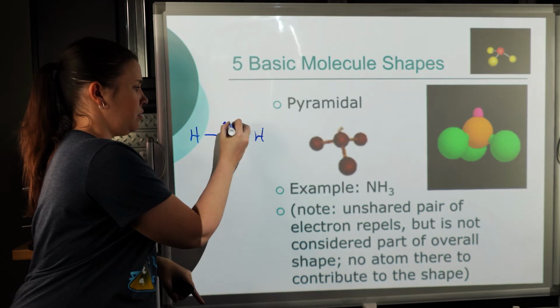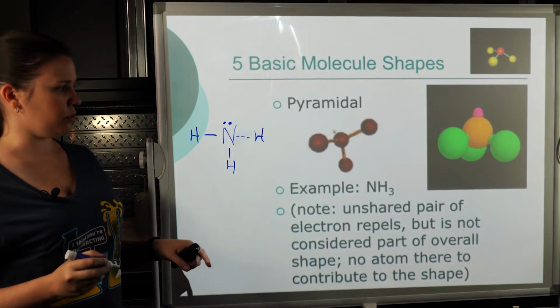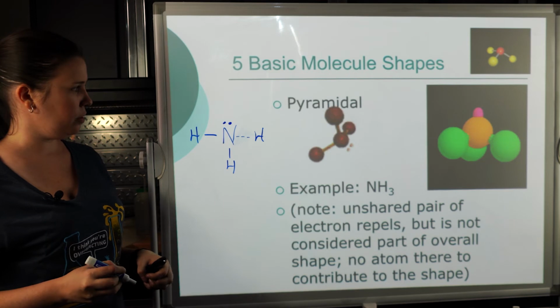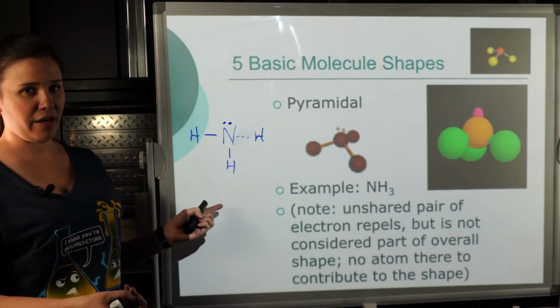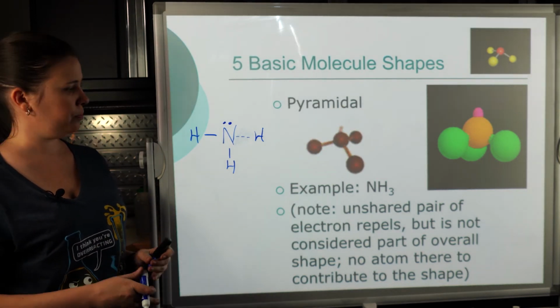You also want to make sure you always complete your octet. So in this case, nitrogen needs another 2 electrons and the hydrogens are already happy. So this would be the way that I would draw the VSEPR structure for a pyramidal shape.